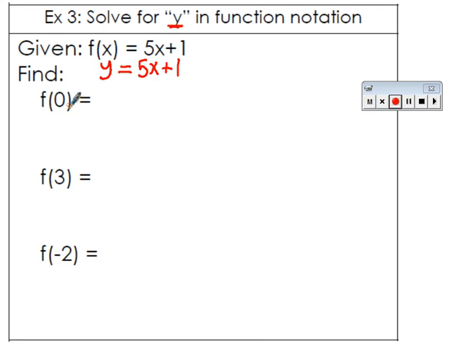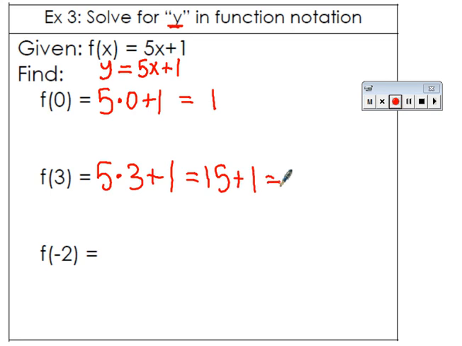When x is 0, I will have 5 times, substitute 0 for x, 0, plus 1, which will be equal to 1. So f of 0 is 1. When x is 0, y is equal to 1. Next one, same way. I will put 5 times 3 plus 1. This is going to be 15 plus 1, which is equal to 16. f of 3 is equal to 16.